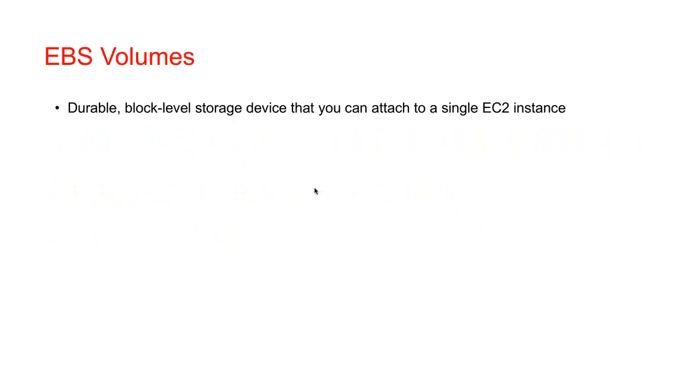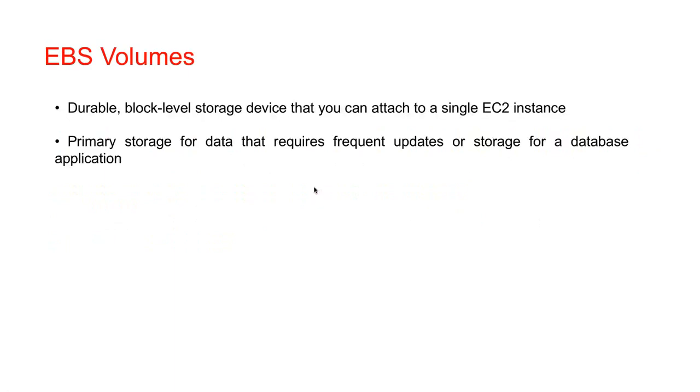So let's summarize the EBS volumes. The EBS volumes are durable, block-level storage devices that you can attach to a single instance. It's a primary storage for data that requires frequent updates or storage for a database application. The volumes persist independently from the life of an instance. So even if your volume goes down or it gets terminated, still you can retain the entire volume and the data stored on that.